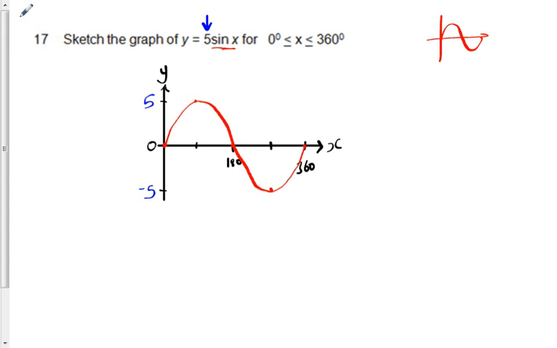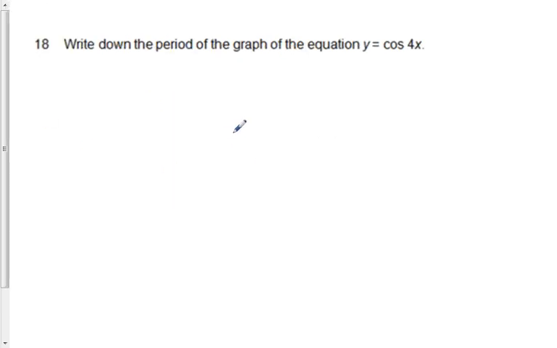And moving on. Write down the period of the graph of the equation y equals cos 4x. Well, the period is how many waves we get inside 360 degrees, and it is the number in front of that x. So the period is going to be 360 divided by the number in front of that x. So our period is going to be 360 divided by, and in this case it's 4. And 360 divided by 4 is 90 degrees. Only 1 mark for that one, so we won't linger on it.